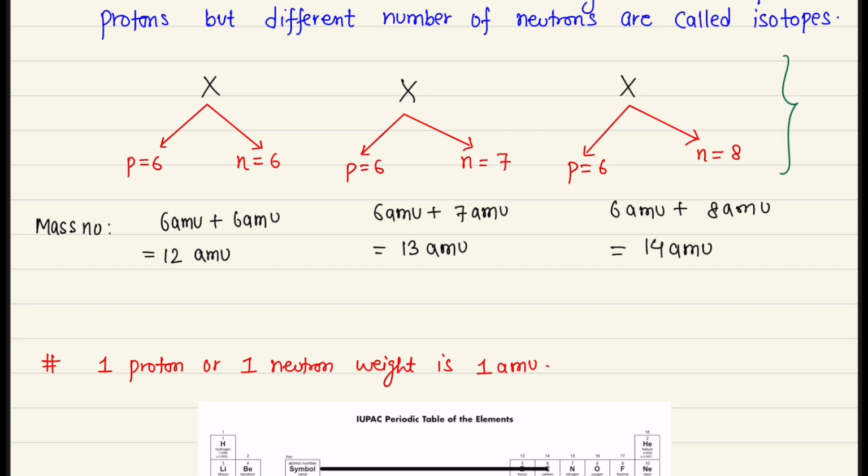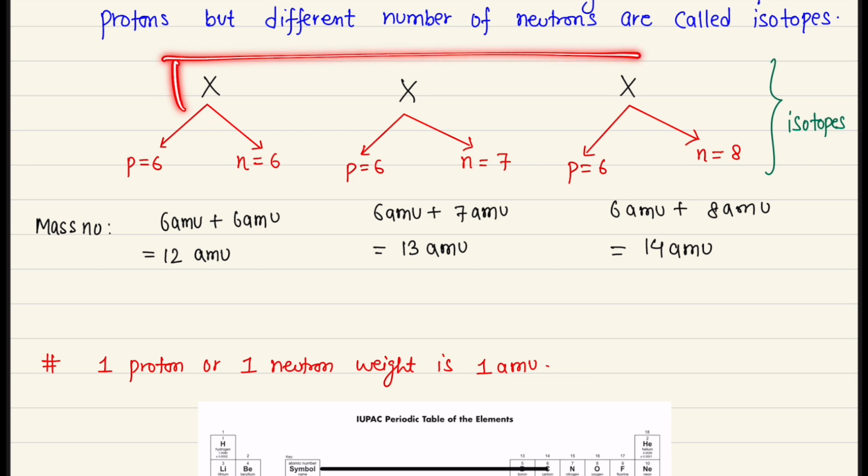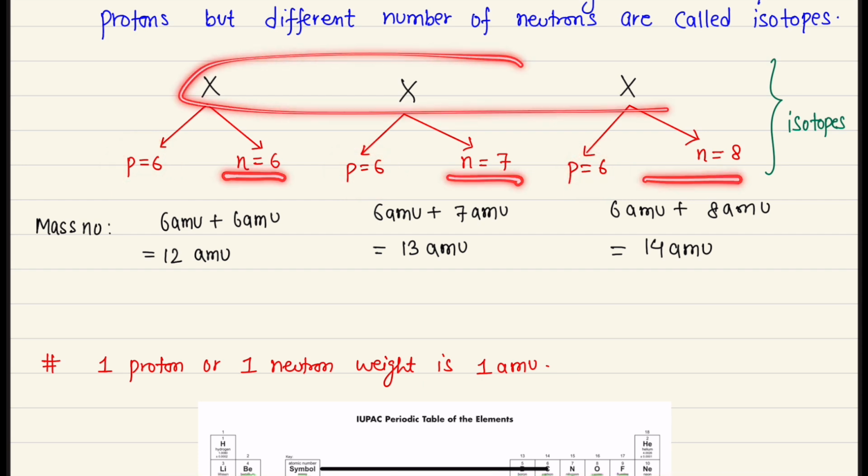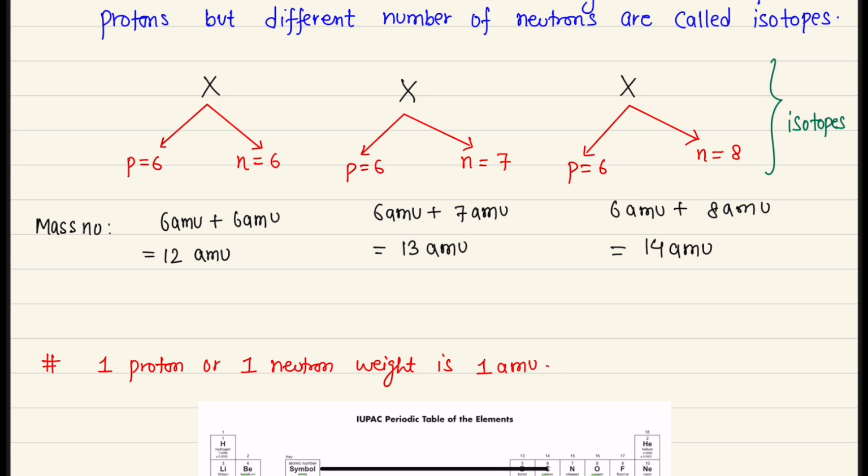I hope the terms isotope and mass number are totally clear for now. These all are isotopes. All 3 atoms of the same element have the same proton number but different neutron number. All 3 are isotopes. Clear everyone? If any doubt, ask me in the comment section. Okay, I will reply. No worry.